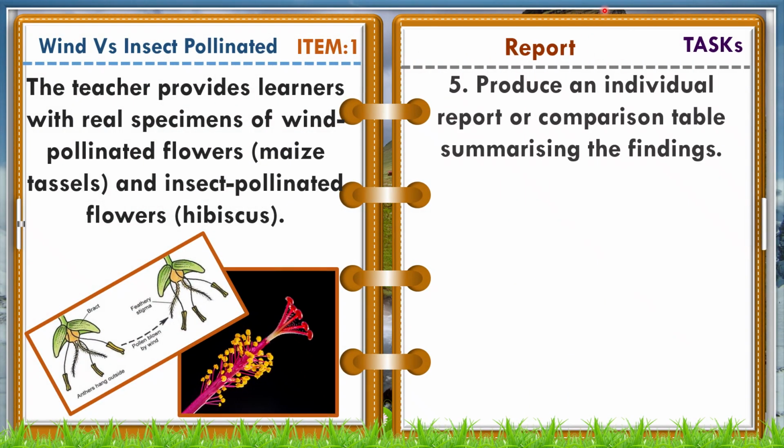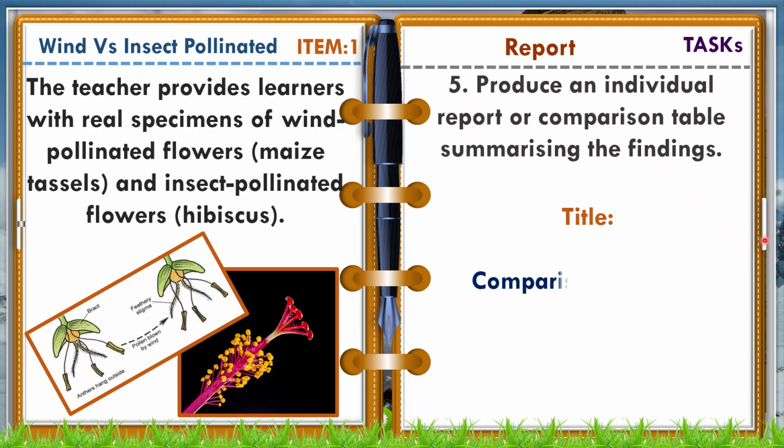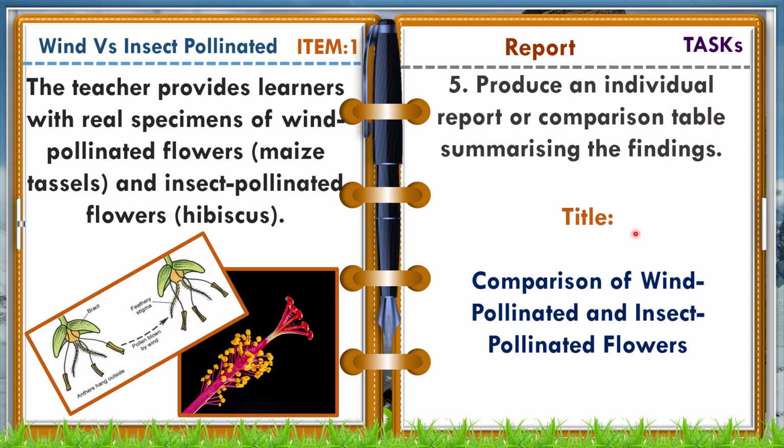A report. Produce an individual report or comparison table summarizing the findings. So our report has a title, and our title is Comparison of Wind-Pollinated and Insect-Pollinated Flowers. So we are going to compare the wind-pollinated and insect-pollinated flowers.